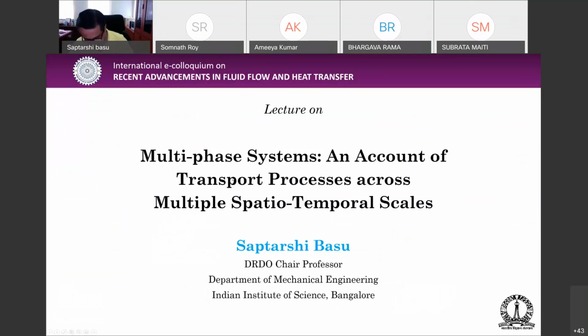Okay. So what I am going to do in this particular context is basically provide a brief overview of some of the interesting problems that we have worked on. And these will be problems at different multiple spatio-temporal scales. And then if somebody is interested, we can talk offline about going into the depth of each and every application.